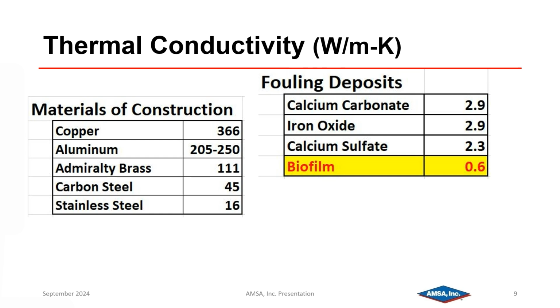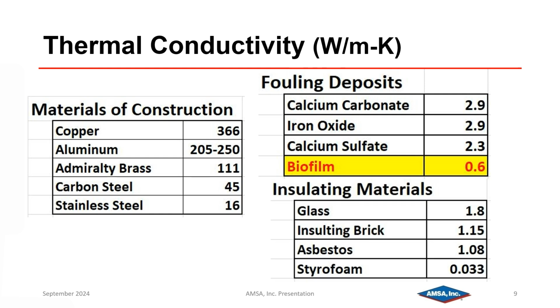In fact, both scale and biofilm tend to act more like insulators, as you can see from the chart that shows the thermal conductivity ratings for insulating materials such as glass, insulating brick, asbestos, and styrofoam. Between scale and biofilm, you can see that biofilm is the best insulator or the worst at thermal conductivity.